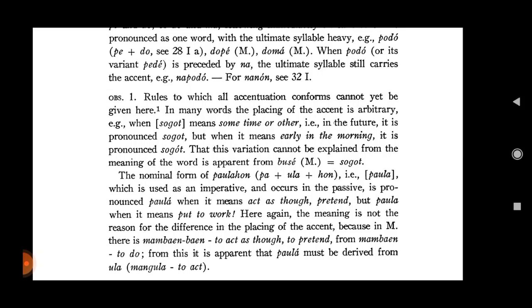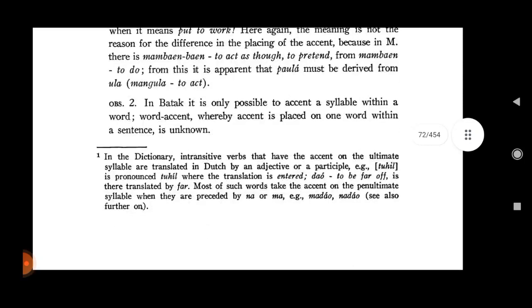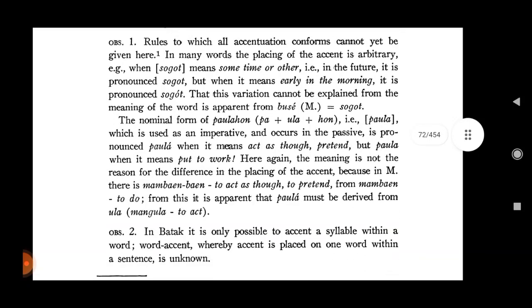syllable heavy, e.g. podo, pedo, C28, 1a. Dope, mandaling, doma, mandaling. When podo or its variant pede is preceded by na, the ultimate syllable still carries the accent, again na podo from nanon C32, 1.